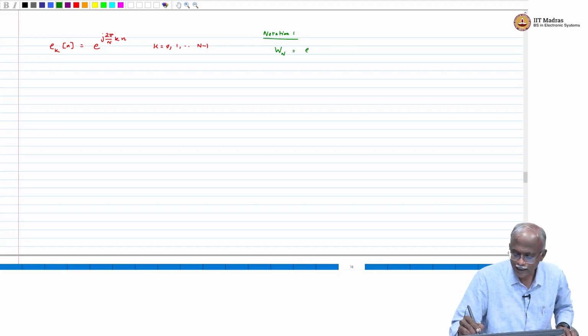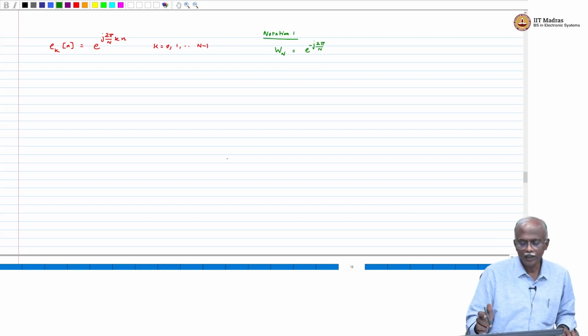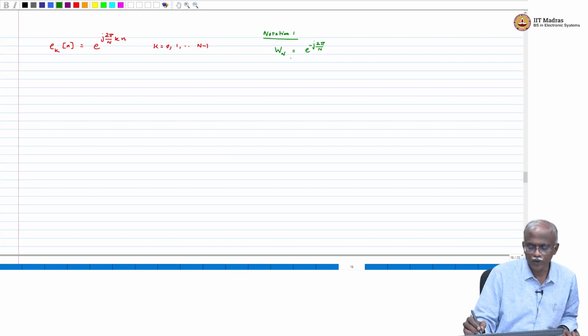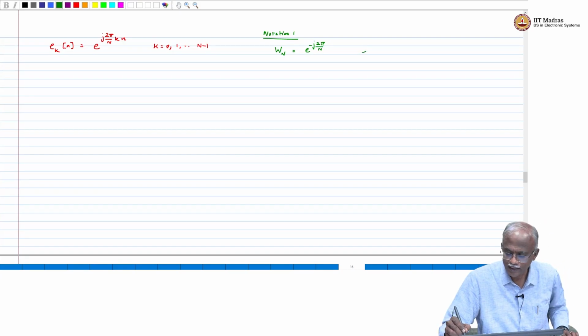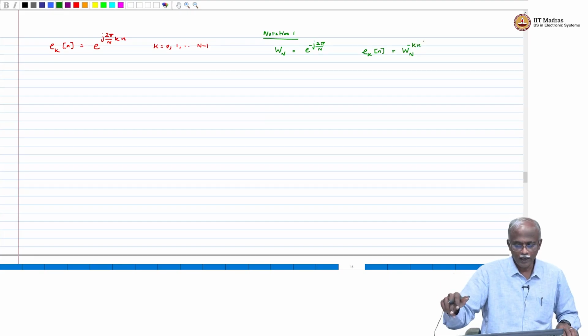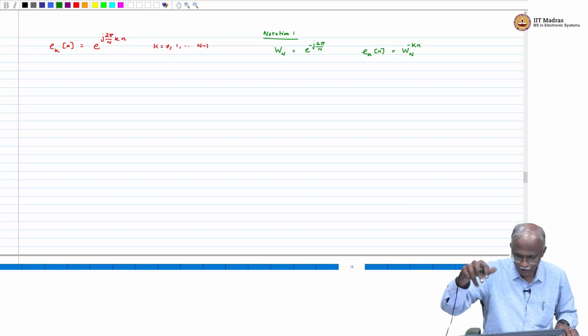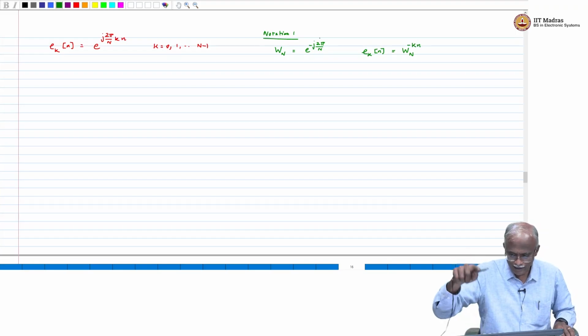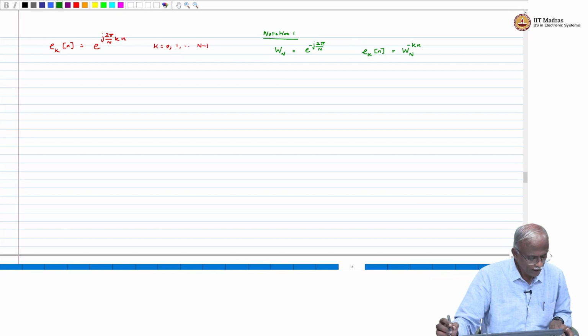Okay, this is e power minus j 2 pi by n. Now, given that this is the W notation, we can say that e_k of n will be W_n to the power minus kn. W_n minus k, because to get rid of the minus sign, and then k because it is the kth harmonic, and then kn. So e power j 2 pi by n kn can be written in this form.